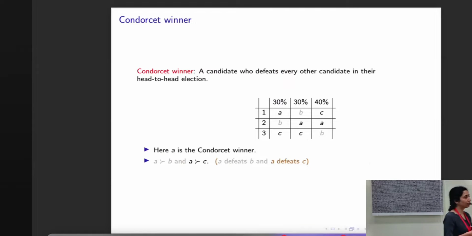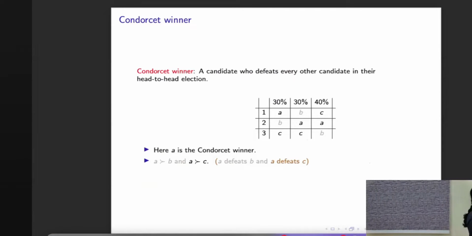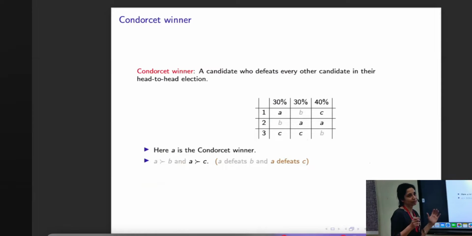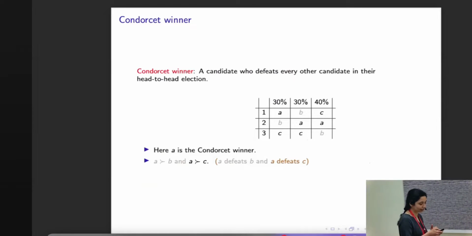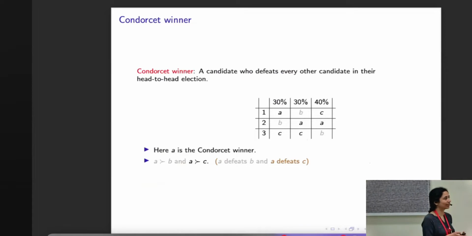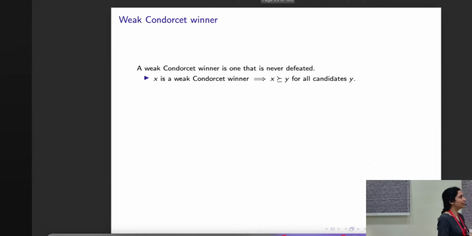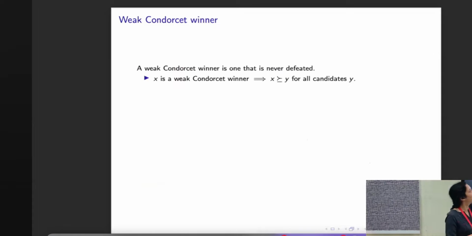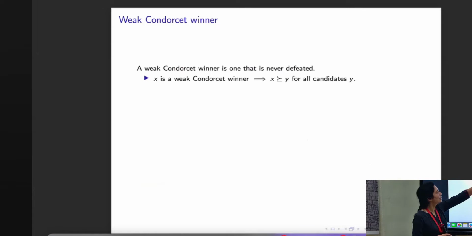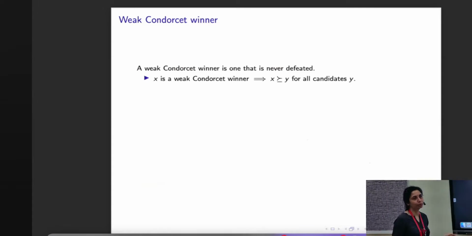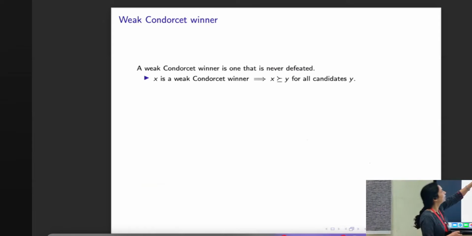And according to the Marquis of Condorcet, who proposed this notion, such a person is a true winner. People later called it a Condorcet winner after him. We are not really insisting that our candidate should defeat everyone. All we are saying is our candidate should not lose to anyone. So we call it a weak Condorcet winner. So what's a weak Condorcet winner?